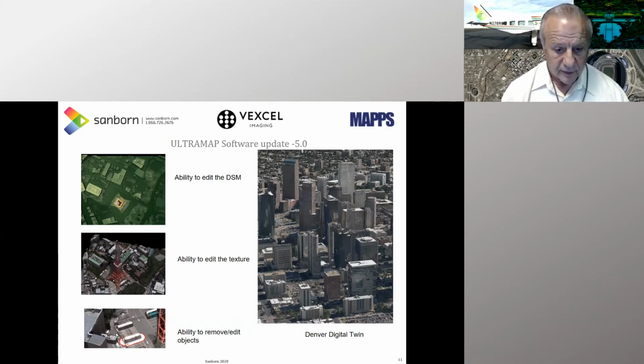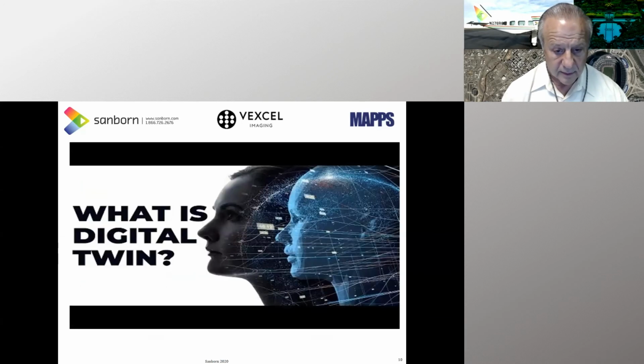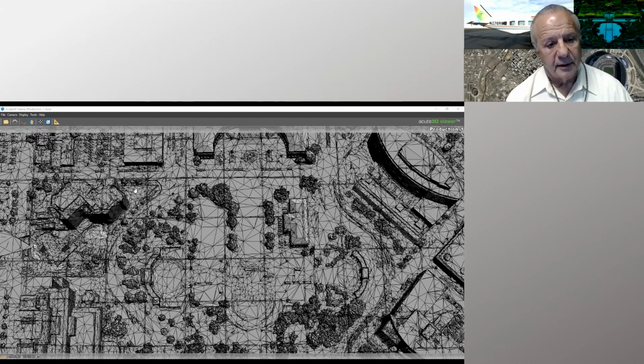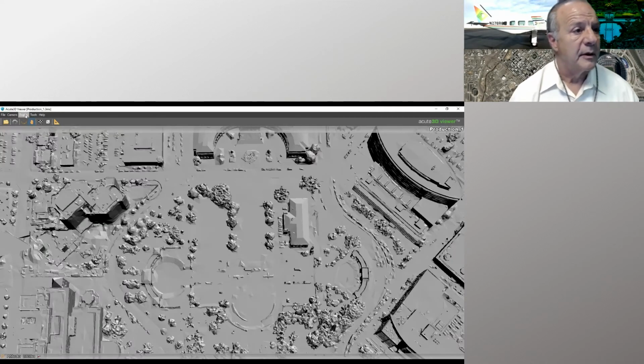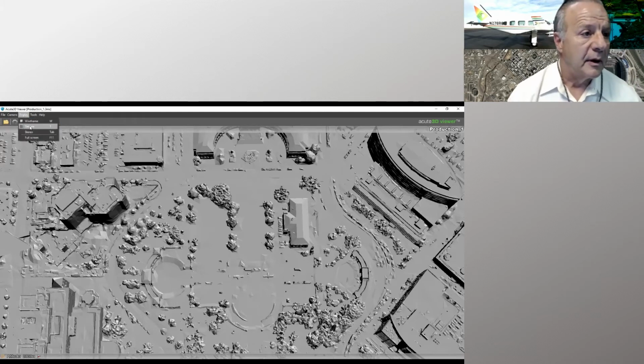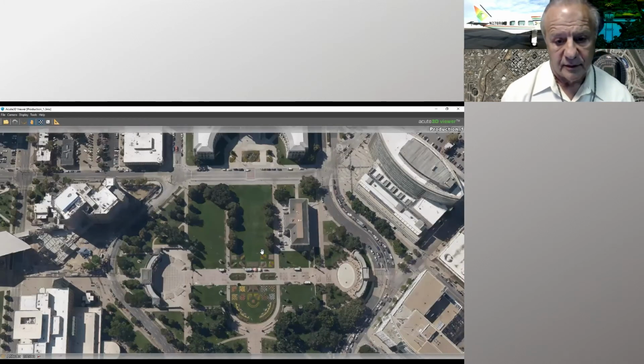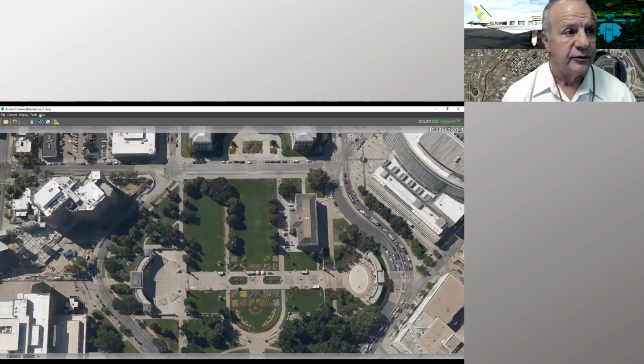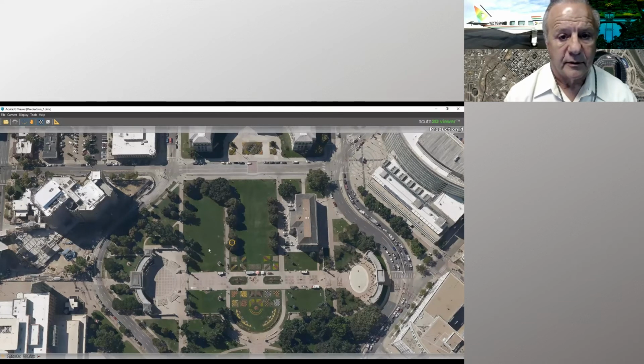So just to give you an example of one, you're looking at the underlying network that created the mesh network and some of the buildings. And if I turn off the wireframe and turn on the textures, you see the underlying 3D.